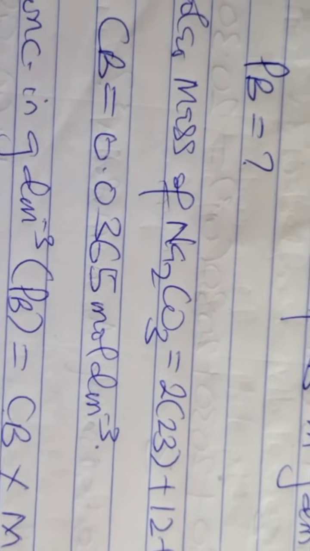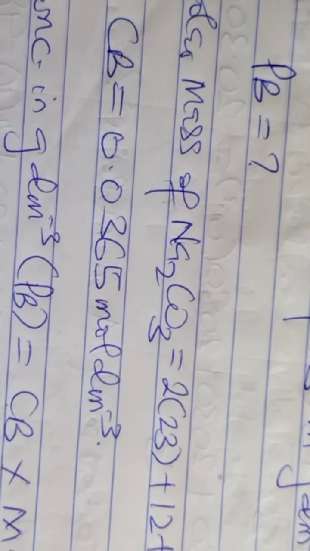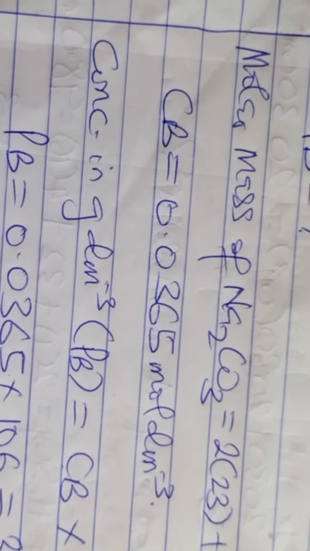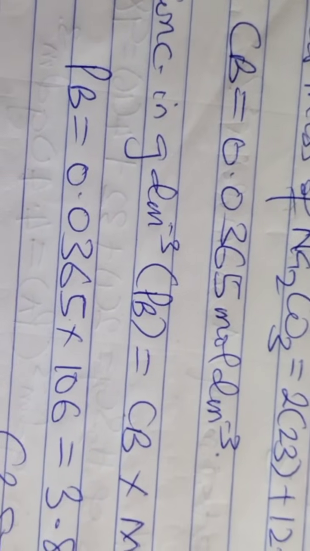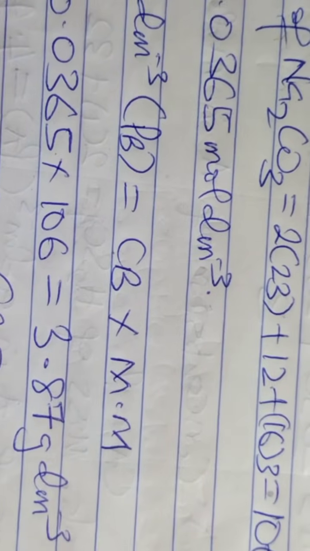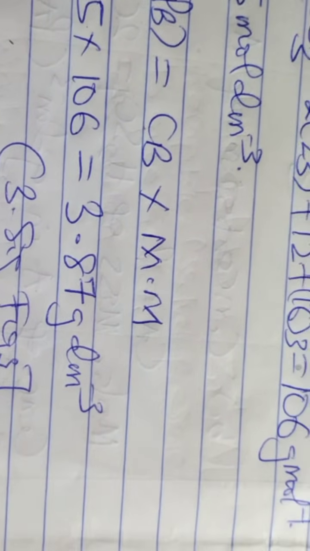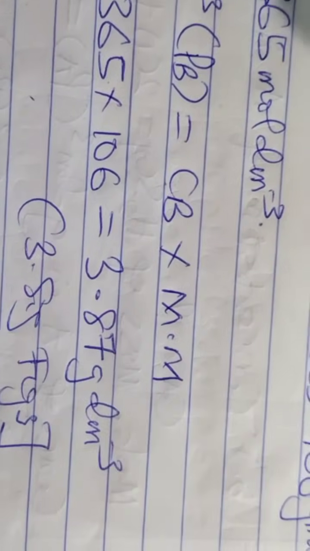Your CB may differ if you're using a different endpoint from our own. The value of your CB will differ, but the procedure remains the same. Just replace your VA, whatever value you got in your school, the value of your CB will be different, then follow the same process. So the concentration in gram per dm³, that is ρB, becomes CB times molar mass. So the value of your CB you got here is 0.0365. The molar mass of the carbonate is constant, 106. You multiply, and you have 3.87 gram per dm³ to 3 SF.